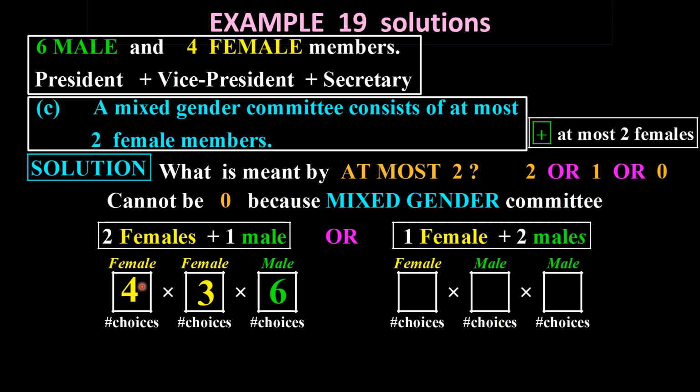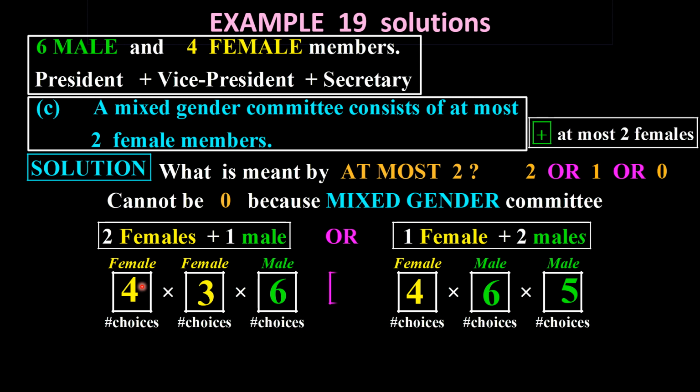Let's look at the other option here. Here we have 1 female, so it can be any of the 4. Now for the other 2 positions, we can only select from the males. So that can be any one of the 6, and then 1 male has already been elected, so it can be any one of the 5. You cannot fill 2 positions or 3 positions at the same time.